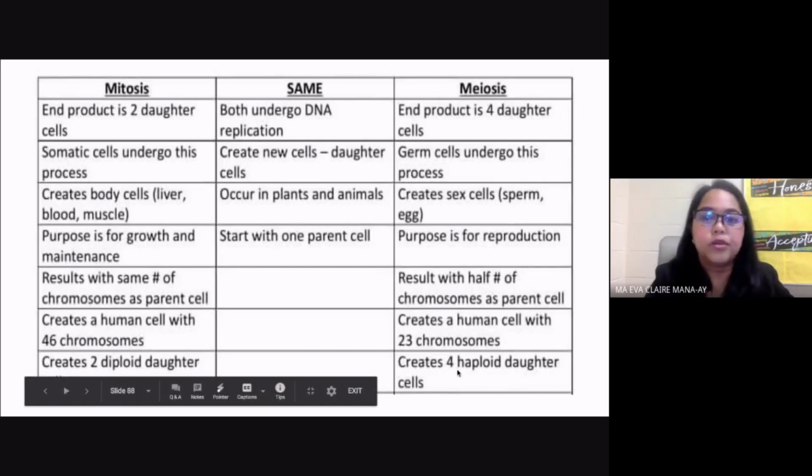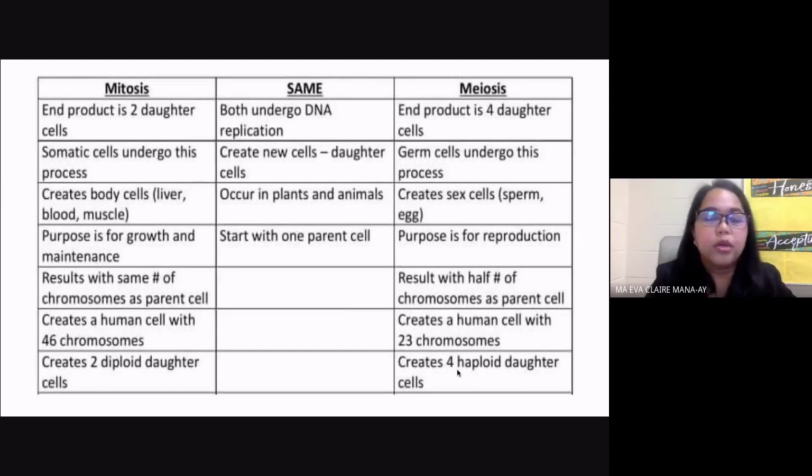So again, if you start with your parent cell having 46 chromosomes for humans, you end up with 4 daughter cells, 4 instead of just 2 for mitosis. But all of these daughter cells are going to be haploid. That means they only have half the number of chromosomes. If we are talking about humans, then they're only going to have 23 chromosomes instead of 46, which is correct, because if you have a sex cell with 23 chromosomes and it gets to fertilize an egg cell also with 23 chromosomes, that is 23 plus 23. You have a zygote, you have a baby with 46 chromosomes total.